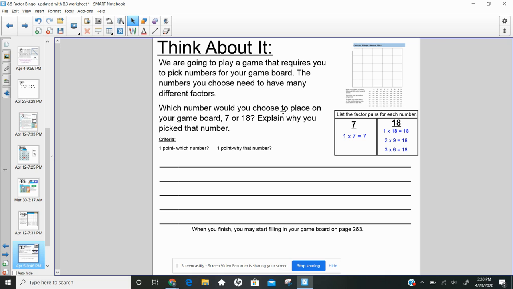So we're just going to think about it right now. So if I had the choice between 7 and 18 to put on my game board, which one would probably be the better choice to put on my game board?